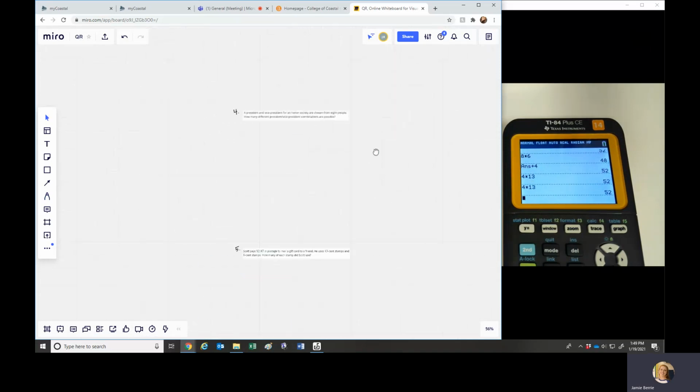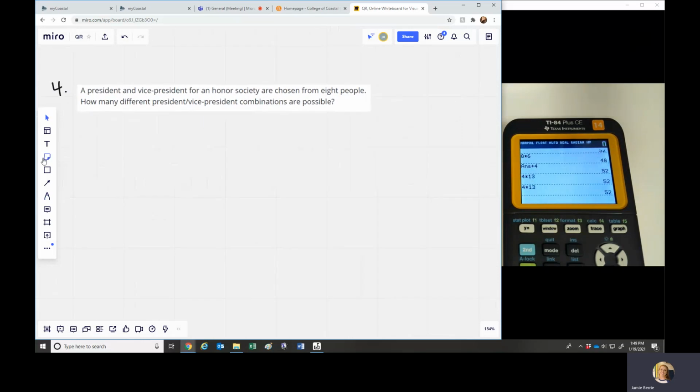All right, we have a couple more problems. Let me see. Yeah, 2 more problems. Let's look at this one. This is another good one for the test. So let me make a little star here. All right, so it says a president and a vice president for an honor society are chosen from 8 people. How many different president/vice president combinations are possible? All right, so you have a president position.